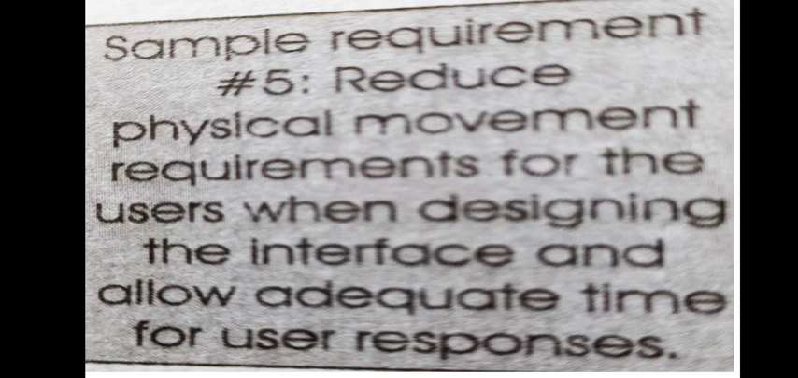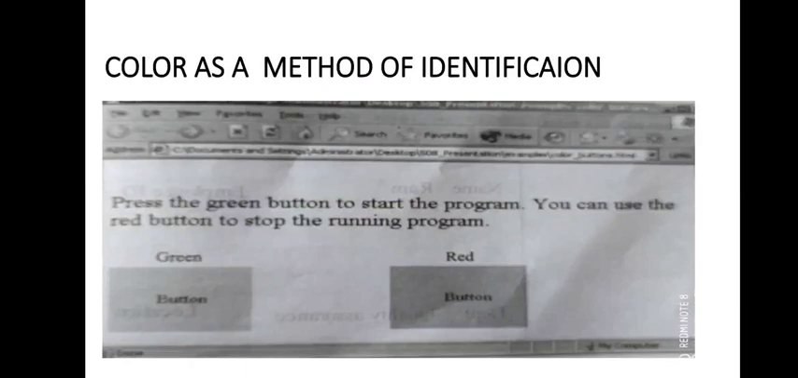There is a lot of material to discuss, so I instruct you that you all go in depth and study in detail. You can see some more things here. Color as a method of identification, you can see on this screen. So let us read the text. Press the green button to start the program. You can use the red button to stop the running program.